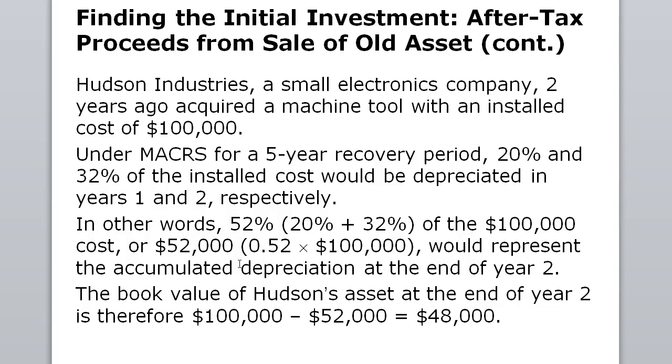of year 2. So the book value would be the $100,000 you paid minus the depreciation that you took and got a tax credit for already. So that means the book value is $48,000. So that's how we would calculate book value. We'd add up whatever depreciation you've taken and subtract it from the initial cost of the asset to get our book value.